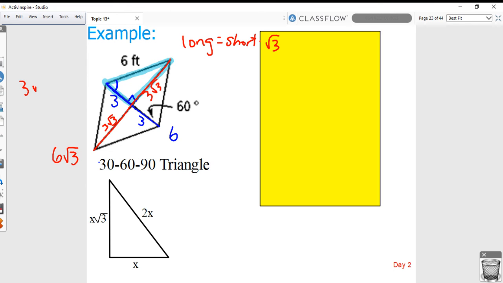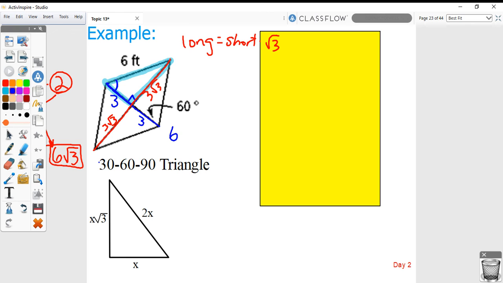Okay, we did 3 square root of 3 times 2. We just doubled that length. So we multiply the things that are on the outside, 3 times 2. Those two together give us that 6. We leave the radical alone. So that's our entire red length.